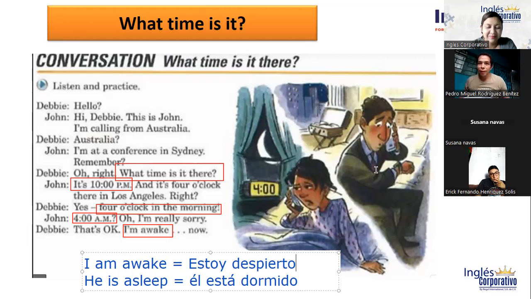Hello. Hi, Debbie. This is John. I'm calling from Australia. Australia? I am at a conference in Sydney. Remember? All right. What time is it this evening? It's 10 p.m. and it's 4 o'clock there in Los Angeles, right? Yes, 4 o'clock in the morning. John, 4 a.m. Oh, I'm really sorry. That's okay. I'm awake now. Awake. I'm awake now.